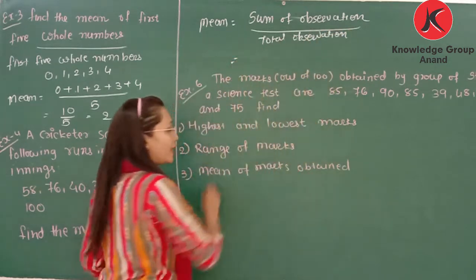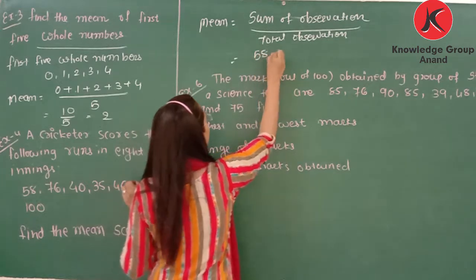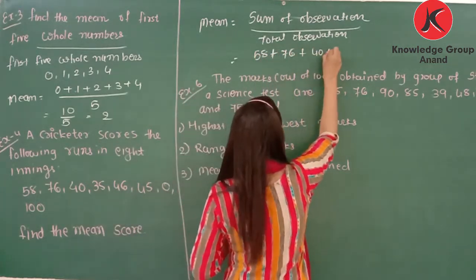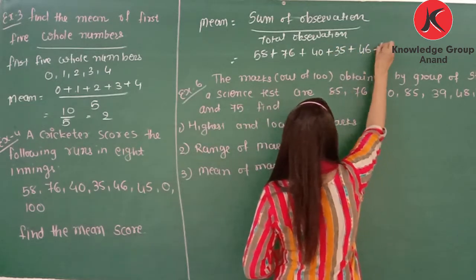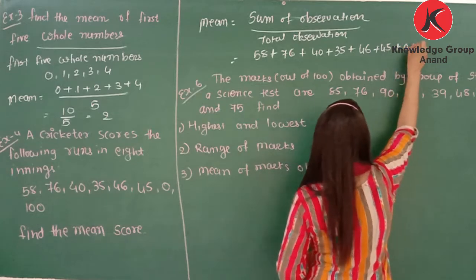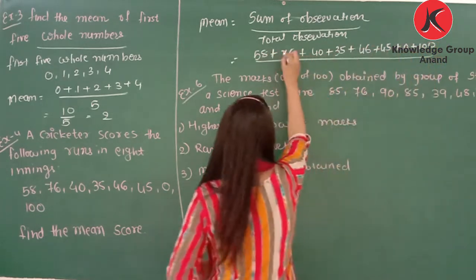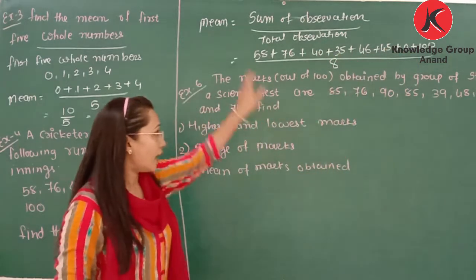So here we will add the digit numbers that are 58 plus 76 plus 40 plus 35 plus 46 plus 45 plus 0 plus 100. How many total numbers are here? 1, 2, 3, 4, 5, 6, 7, 8. So it is 8. Now add the numbers.